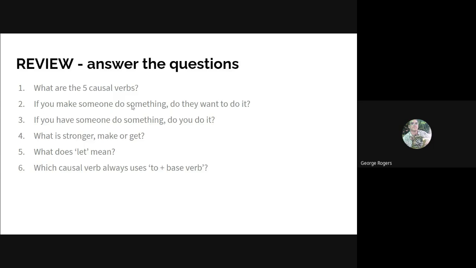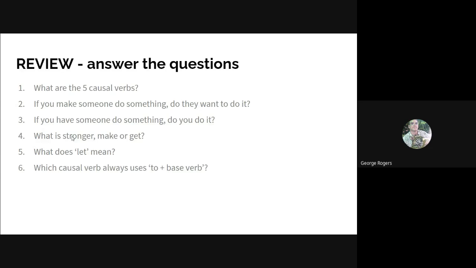If you make somebody do something, do they want to do it? Well, if they wanted to do it, it wouldn't be called make. Remember, if you ask somebody to do something, it's not make. If you convince them to do something, it's not make. If you have somebody do something, do you do it? All right, so think about that one. We'll go over them on the next page.